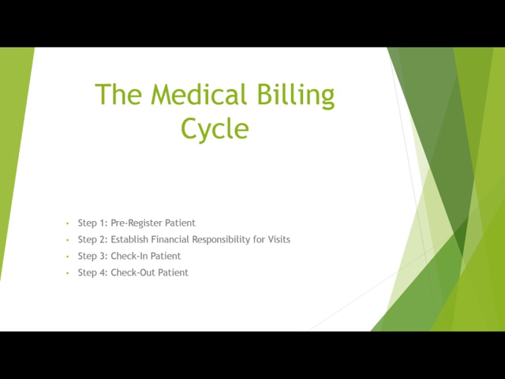Finally, we're going to talk about the medical billing cycle. In this section, there are 4 steps. Step 1 is you're going to pre-register the patient. When the patient comes into the doctor's office, you're going to give them what we like to call a demographics page. This page fills out all of their medical information, all their personal information: their name, address, phone number, next of kin, spouse information.